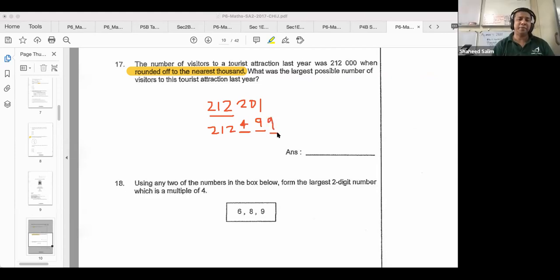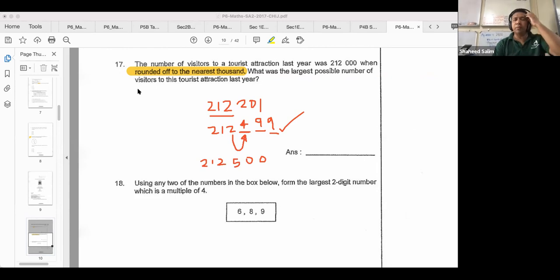499. You see now, nearest 1,000, I look down here. Do I plus 1? I don't plus 1. So this is the answer. But if, let's say, we add one more, 500, you just add one more. This one now you must plus 1, become 213,000.